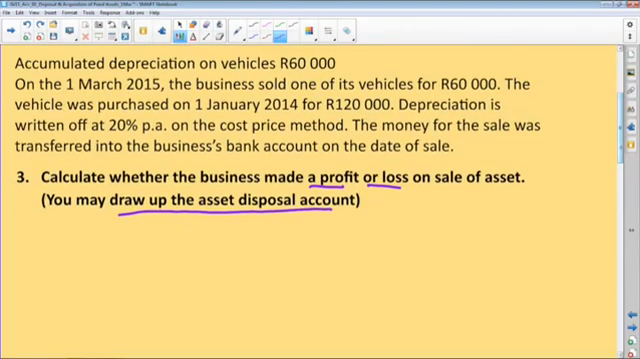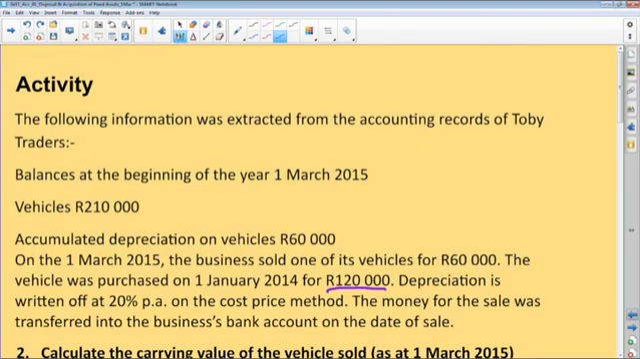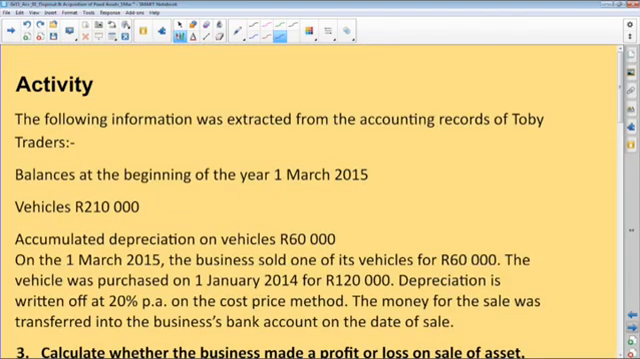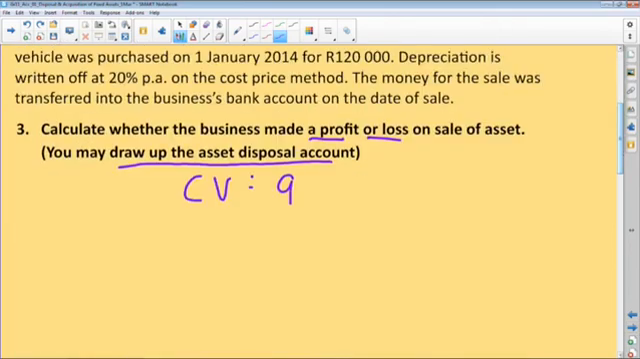Right, so I'm going to show you guys both methods, and I want you guys to remember both methods and use either or depending on the question. Right, so calculate whether the business made a profit or a loss on sale of asset. So let's quickly look at the carrying value that we calculated in the previous question. So this vehicle is worth 92,000. So let's write that down. The carrying value, the actual worth of the vehicle, is 92,000. Let's put a rand sign in front.